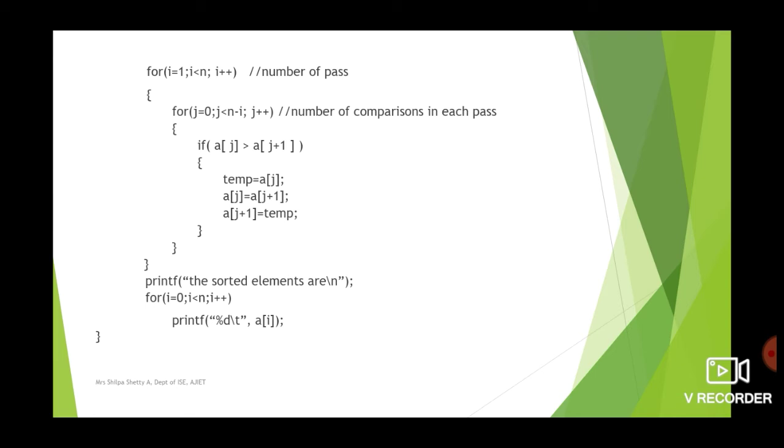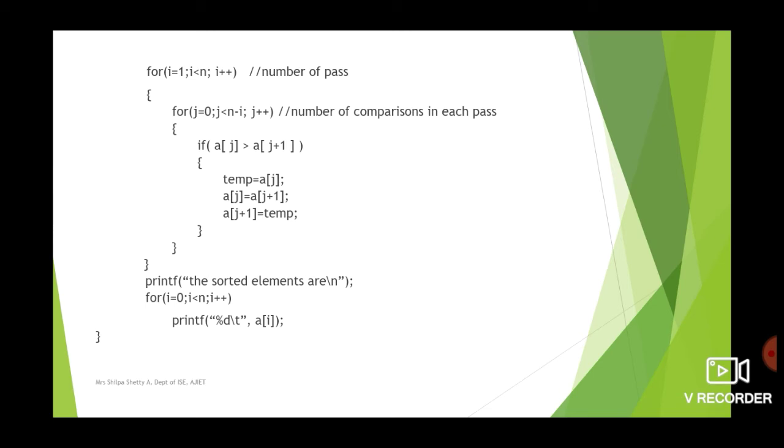So let us take that we are in the first pass. So in the first pass i will be equal to 1. So the number of comparisons is j is equal to 0 to j less than n minus i. n is 5, i is 1, 5 minus 1 is 4. So less than 4 means till 3. So what are the possible values of j? 0, 1, 2 and 3. So how many comparisons will be there? 4. So that's how this for loop will work.